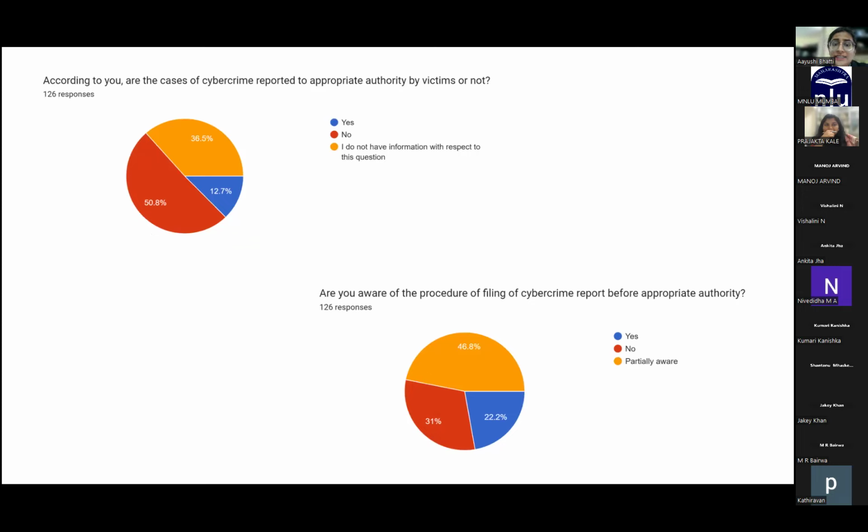According to you, are cyber crime cases reported to an appropriate authority? The majority of them believe that cyber crimes are not being reported to the appropriate authority. The next question was whether they are aware of the procedures, or where to go and how to file a cybercrime report. 46% of them said that they are partially aware. There is such a lack of awareness that they are not even aware that they could file a complaint.